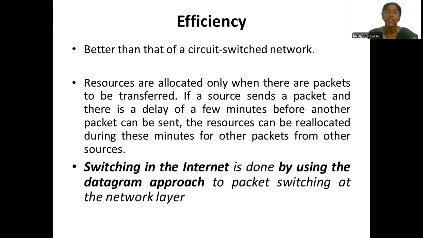Coming to efficiency, the datagram network is better than the circuit switched network. It is better because the resources are allocated only when the packets are transferred. Whenever a packet is ready to send, only then will the resources be allocated. We are not doing any reservation process beforehand in datagram switching. If the source sends a packet, there is a delay before another packet can be sent. If the switch is already busy, it has to wait for some time, and then the resources will be allocated to our switch.